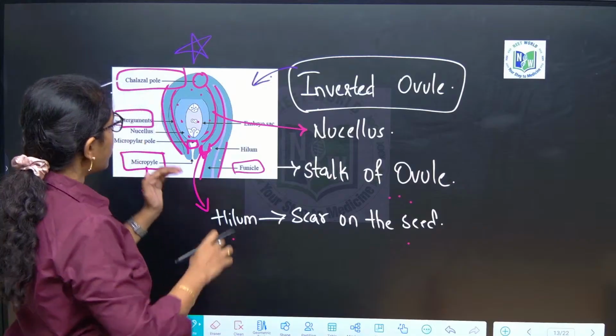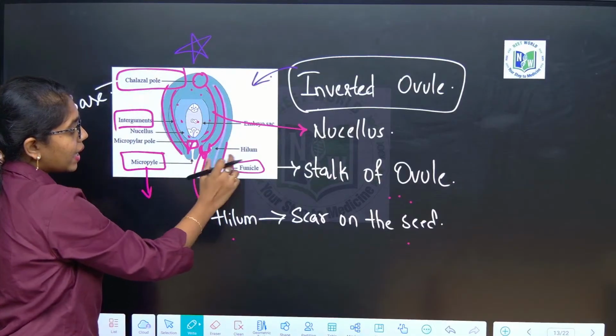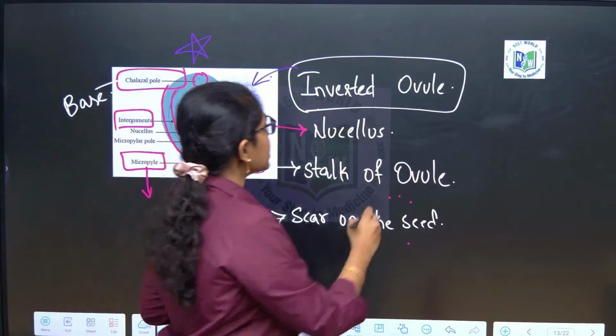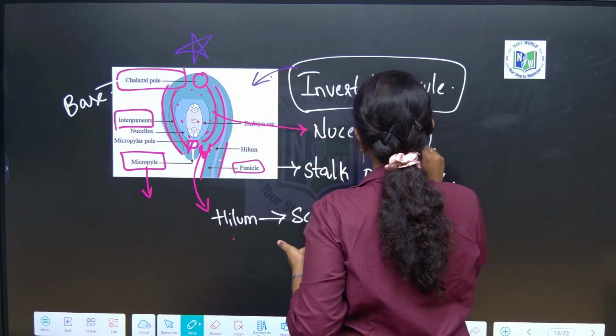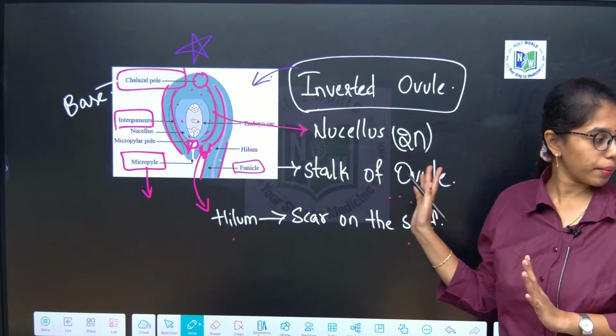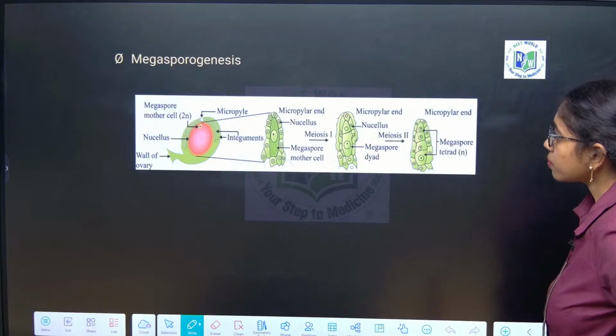Do remember. Now, inside the ovule, what cells are there? Nucellus cells are there. What is the ploidy of nucellus cells? Important, that is diploid. Nucellus cells ploidy is diploid. Remember.